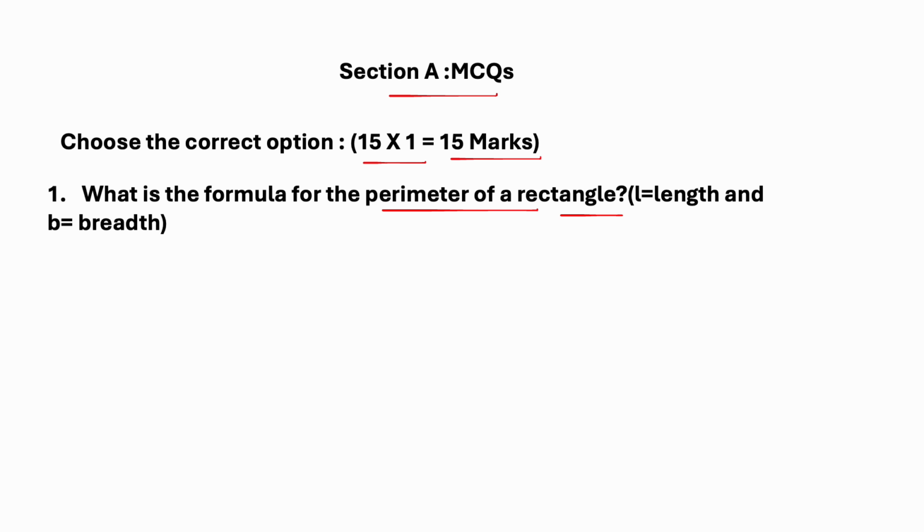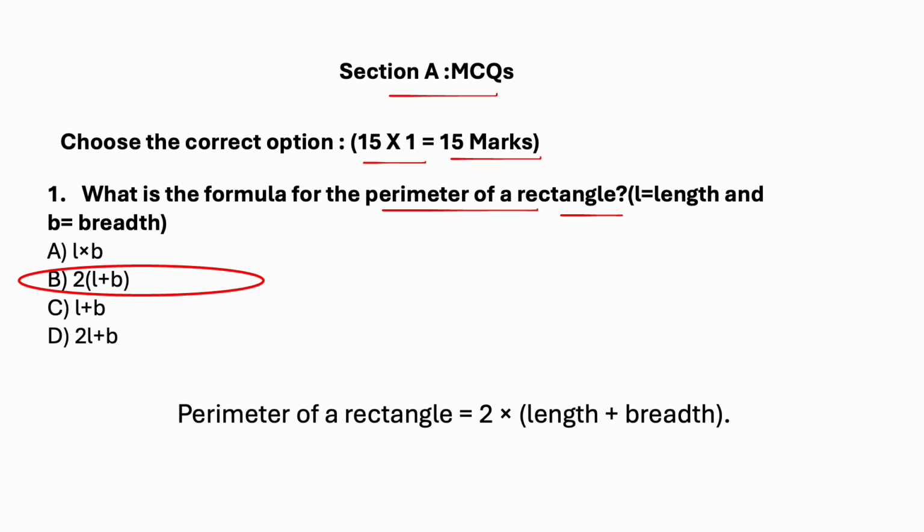Where L is equal to length and B is equal to breadth. See the options here. First one, length into breadth. Then 2 into length plus breadth. Length plus breadth. Which is the correct answer? What is the formula for the perimeter of a rectangle? 2 into length plus breadth. Perimeter of a rectangle is equal to 2 into length plus breadth.